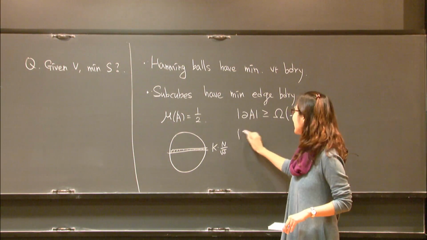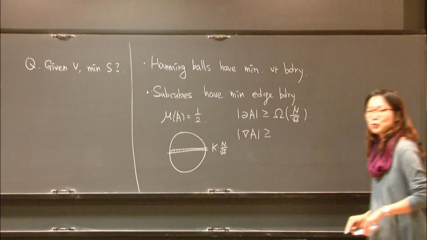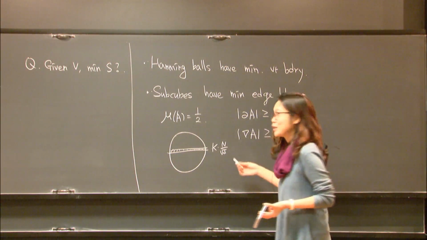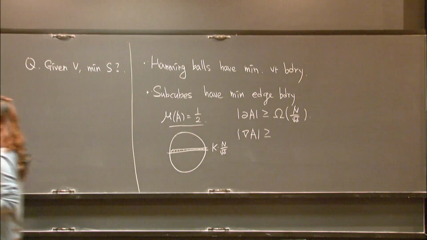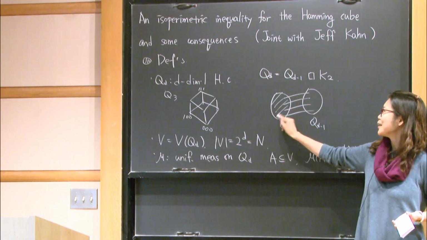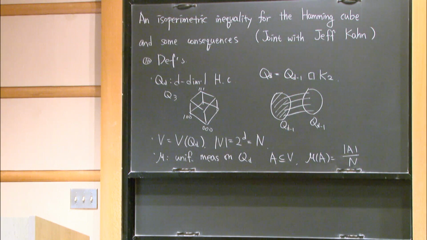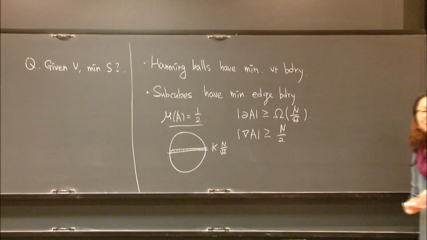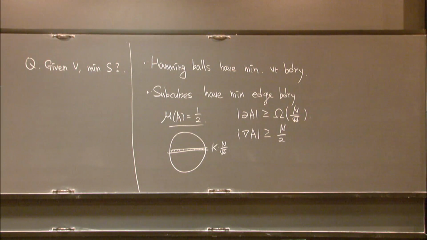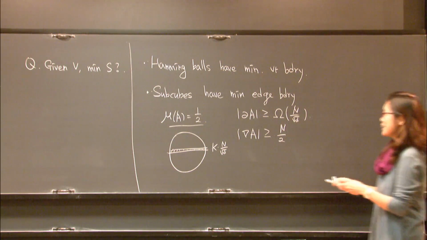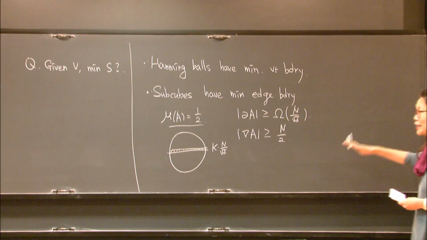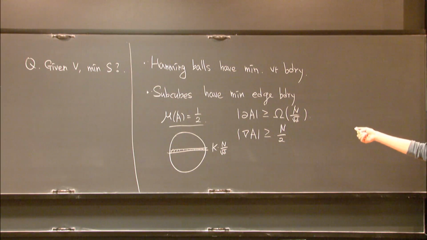And okay, then how about the edge boundary? As I said, the minimum edge boundary is achieved when A is a subcube, especially in this case, when A is a half cube. So the picture is here. When A is a half cube, what's the size of the edge boundary? Don't be afraid, it's okay. It is N over 2 in this case. Okay, so these are some well-known isoperimetric inequalities on the hypercube.